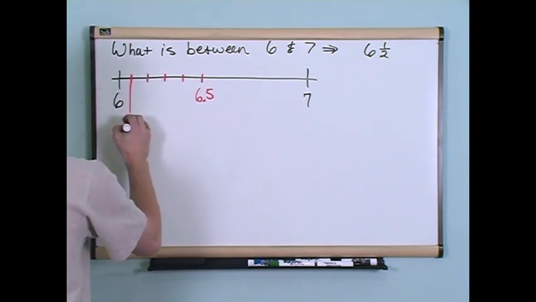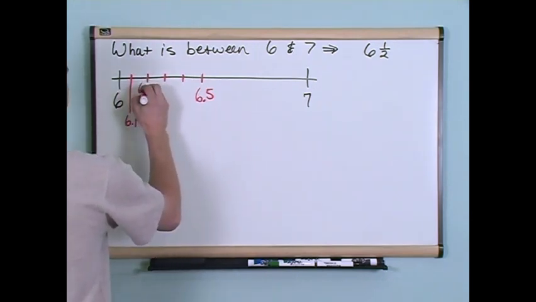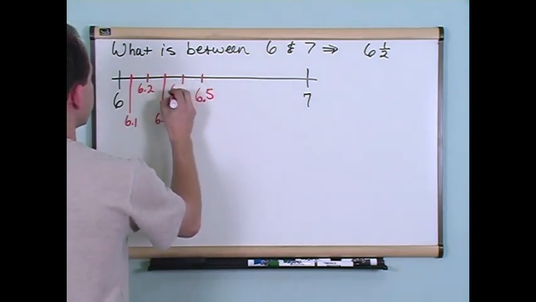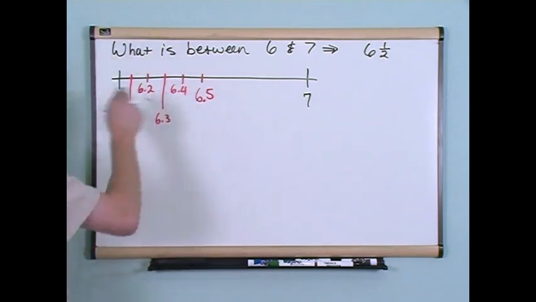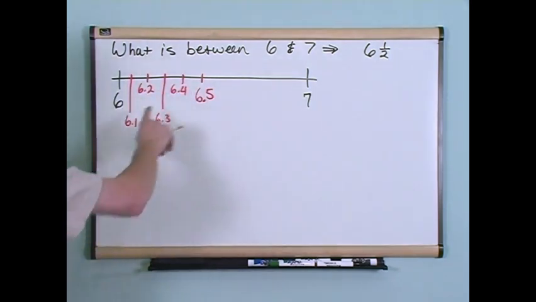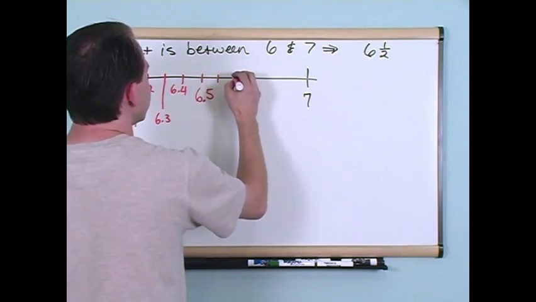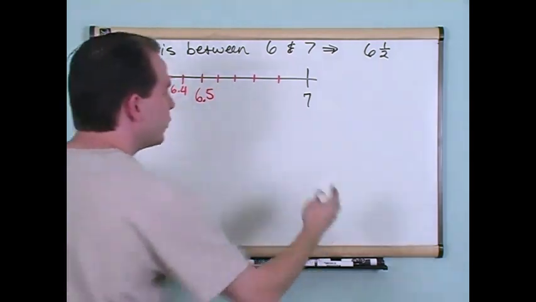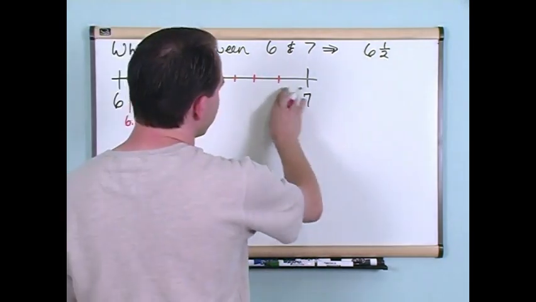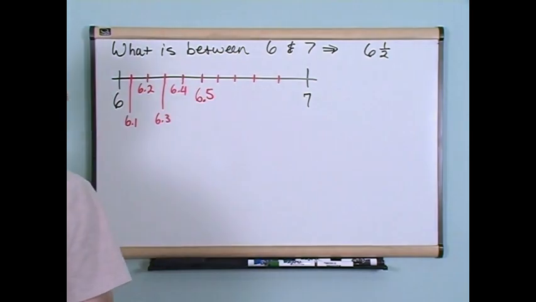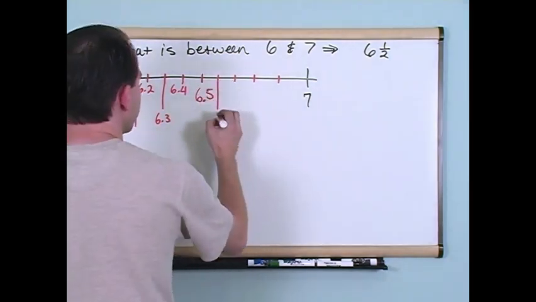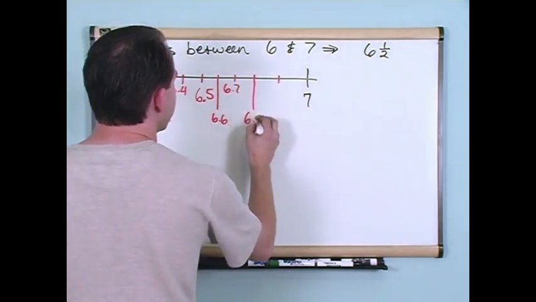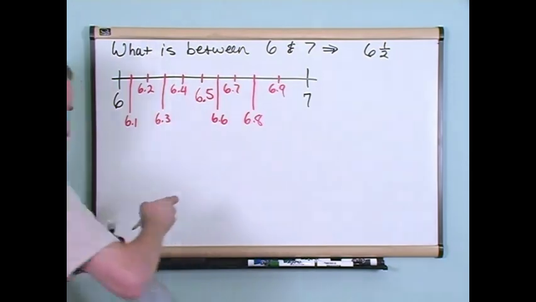So let's write this down. This is 6.1, 6.2, 6.3, 6.4. And then here's 6.5. So what would come after 6.5? You'd have 6.6, 6.7, 6.8, 6.9, and then 6.10, which is basically just going to roll over. It's not going to be 6.10, it's just going to be 7. So let's continue on here. You'd have 6.6, 6.7, 6.8, 6.9, and then you get to 7.